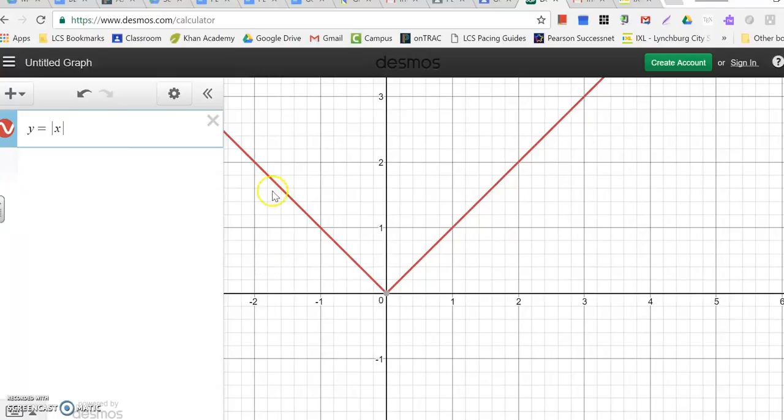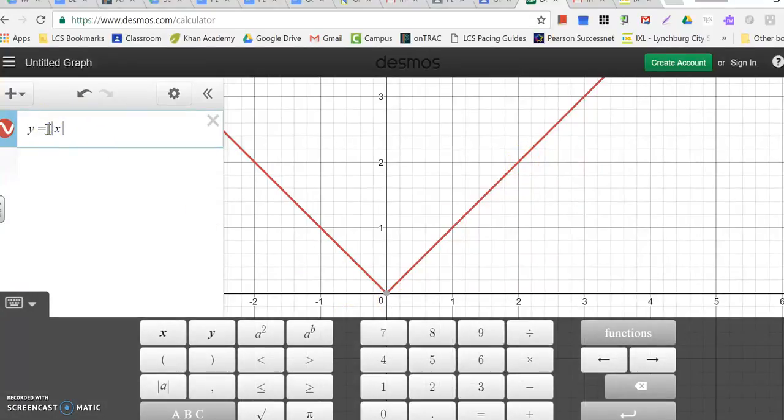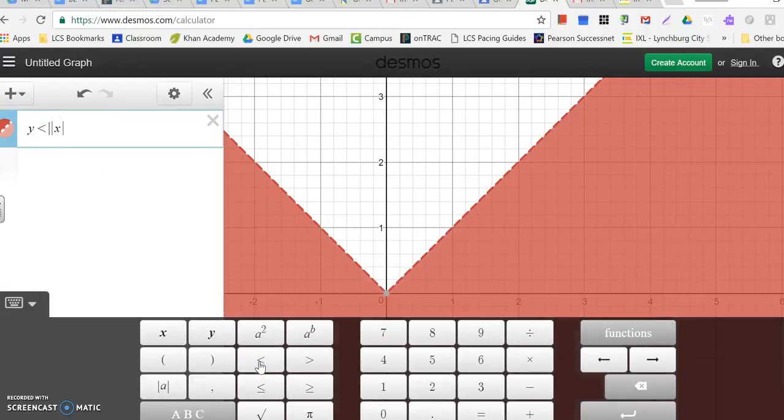I start with y equals absolute value of x, which is nice and simple. It hits the corner of the boxes, 1, 1, and 2, 2, has a vertex right at 0, 0. If I change that equal to a less than, this is what happens.